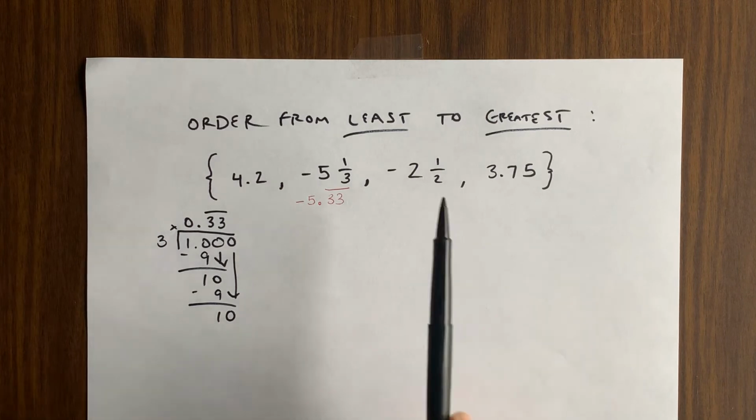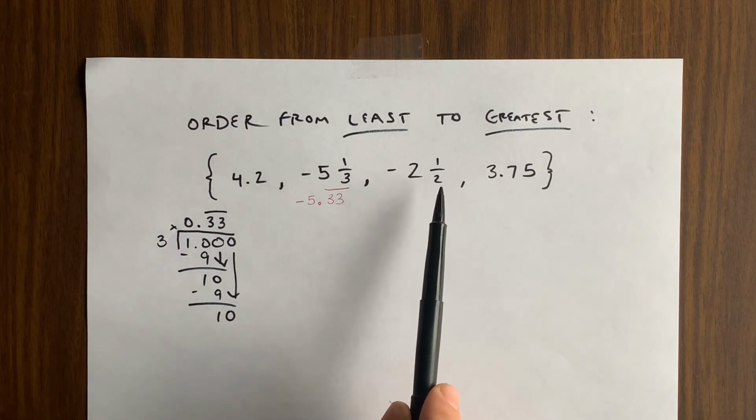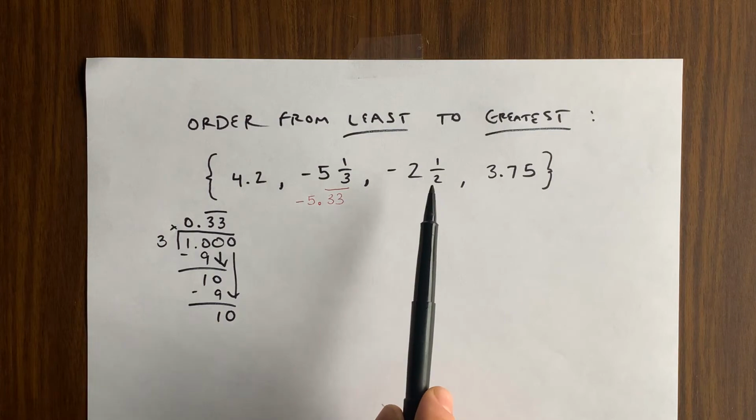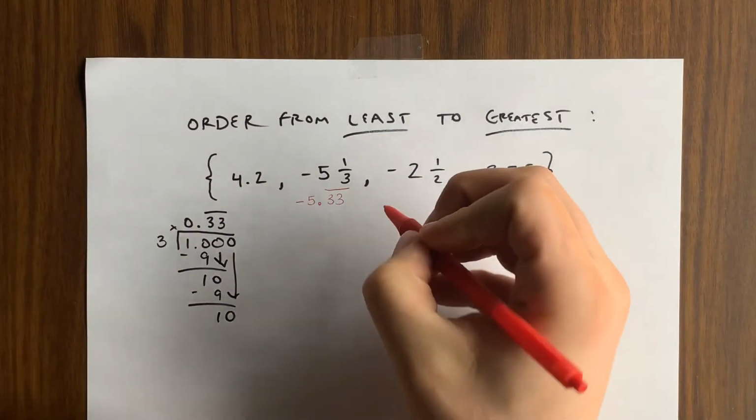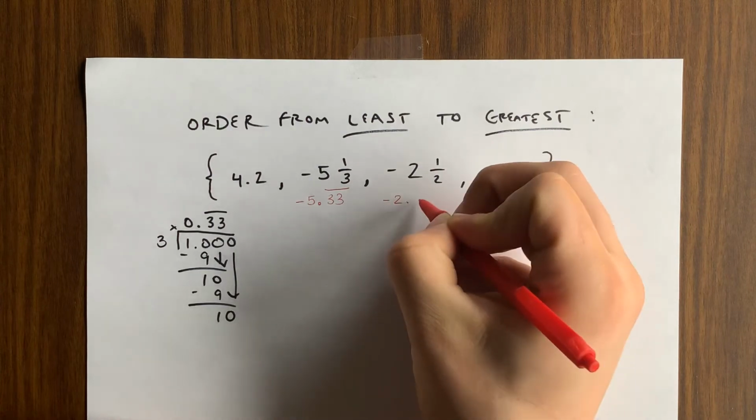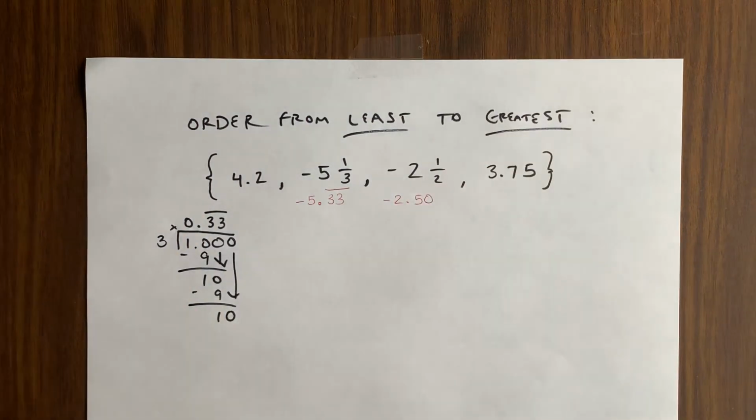Okay. Now we should know from prior experience, moving on to the next one, trying to change that 1/2 into a decimal, the decimal for that is just 0.5 or 5/10. I'm going to actually use -2 and 50/100. I'll explain why here in just a second. So now we're in good shape.